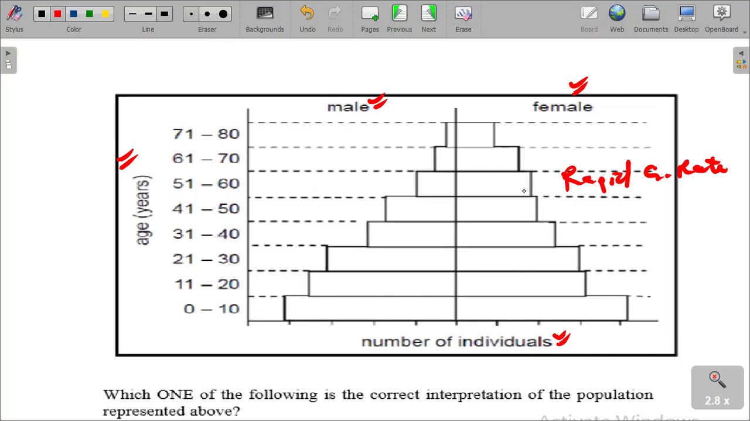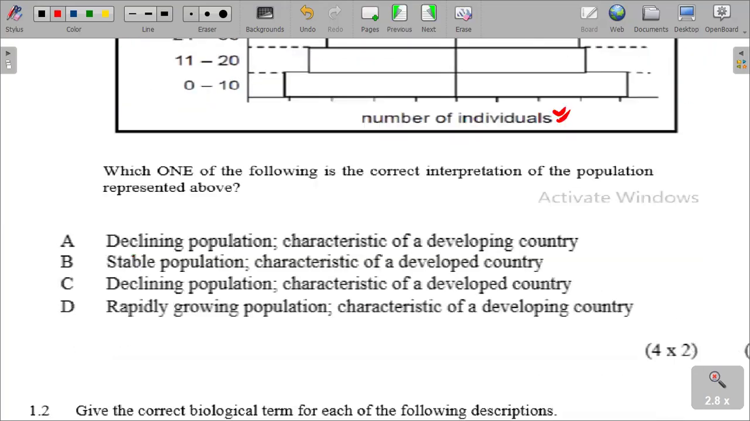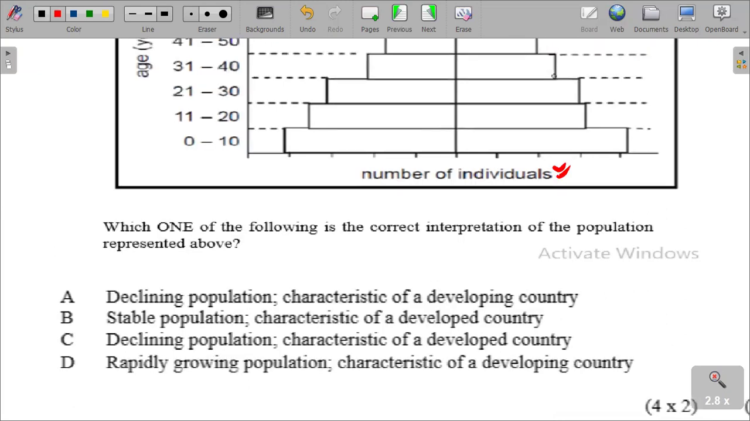So now what we need to say is that the question is saying which one of the following is the correct interpretation of the population represented above. We can't talk about declining because we are seeing a progressive growth, which is shown by high birth rate. We have got high birth rate here, and then the population is maintained progressively, or rapidly increasing as we go there.